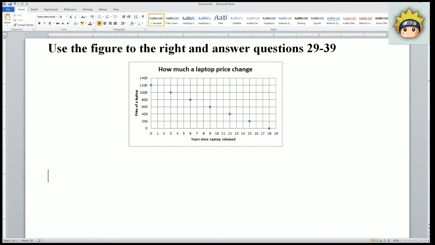This is the review solution for Chapter 1 test review. Okay, this is the 1-6 section. It asks us to use the figure to the right and answer questions 29 through 39. Okay, number 29 gives us this question.